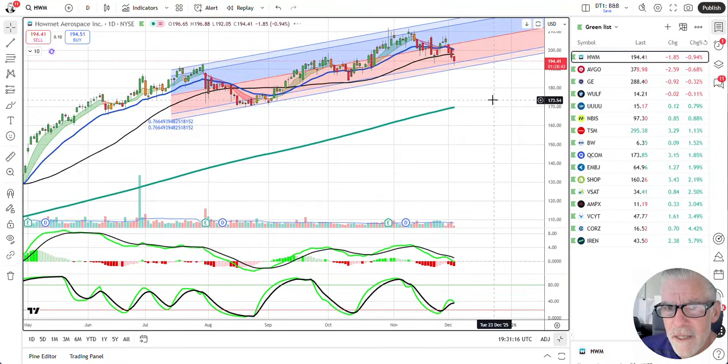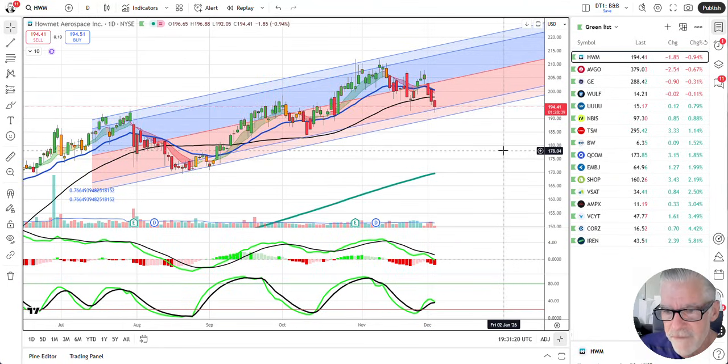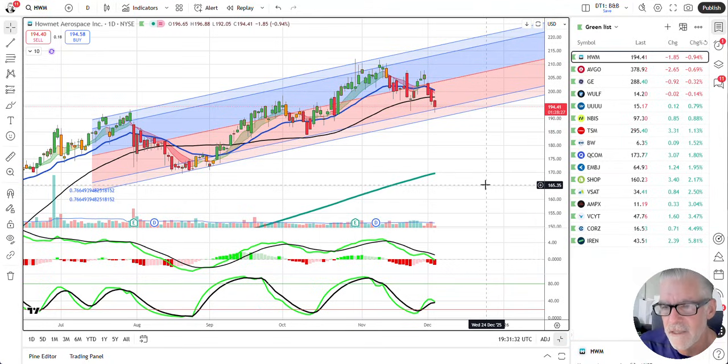So Howmet is an aerospace defense play. It's one of the best in the industry. They have a patented alloy metal that is in 90% of all the fighter jets in America, and they've got new European contracts, and they're doing really well.